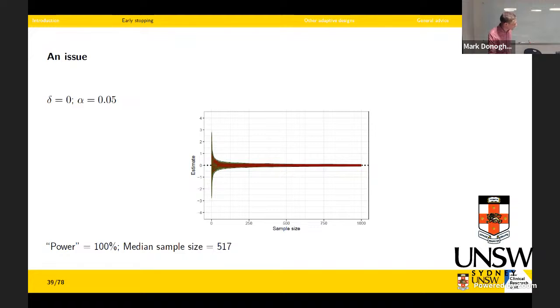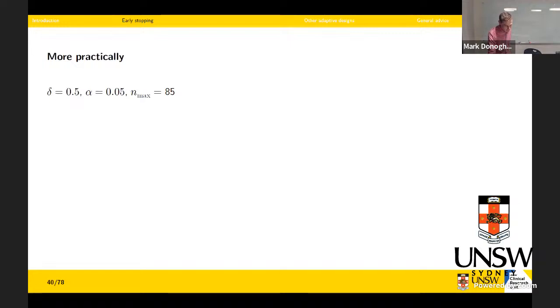What's the problem with this? This is not really power anymore. This is type 1 error, right? Because there's no difference between the groups, and we're making a mistake every single time we declare that there is a significant difference. So that doesn't seem like a good idea.